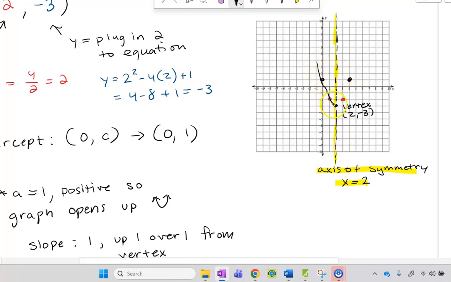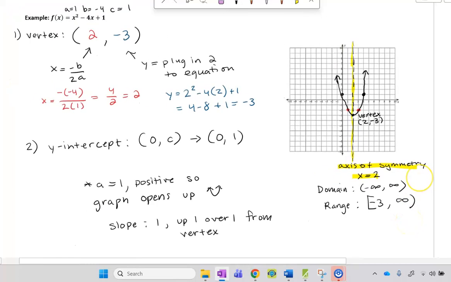Now I'm ready to connect this into a rough sketch that looks like this. It opens up and it has a domain of -infinity to infinity, which it will always have, but the range is what changes. This time it's not going down forever. The lowest it goes is -3. And we can equal -3 because it's solid. The highest it goes is it goes up forever. That would be my domain and my range. So I've got my domain and my range.